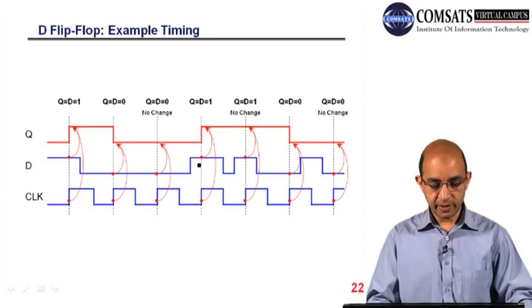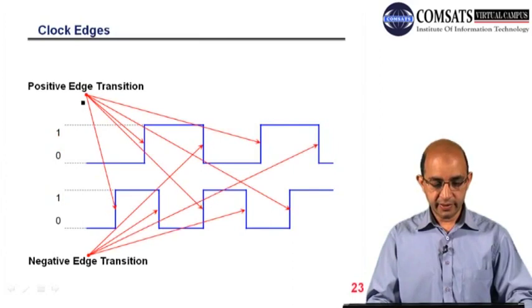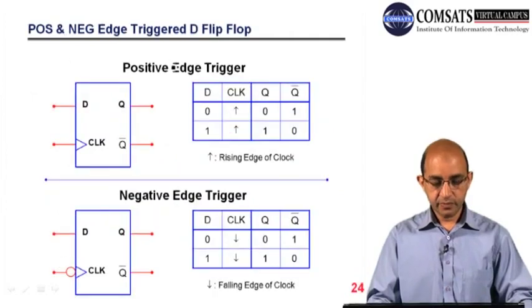So there is no replication, only we have some transition at the edge. So these are the edges. If we talk about the clock edges, these are the positive edges and these are the negative edges. If this is 1 and this is 0, you can see that we have negative and positive edges. Here we have the function table for positive edge triggered and negative edge triggered D flip-flops.